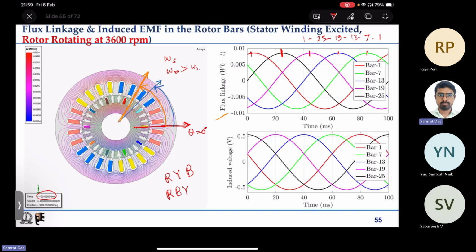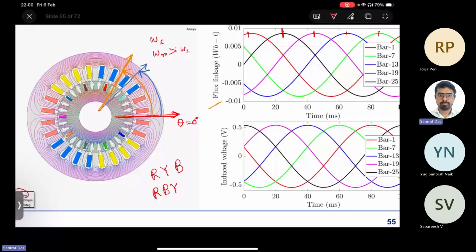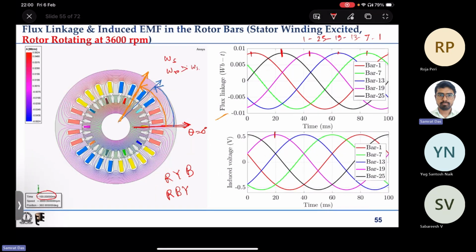And if we know flux linkage, then the induced EMF also can be obtained, and they are of the same sequence. You can see that it is 19, then 13, then 7, then 1, then 25. The same sequence whatever we observed in the flux linkages, that same thing is retained in induced EMF also, and the same thing will be retained in the currents also.